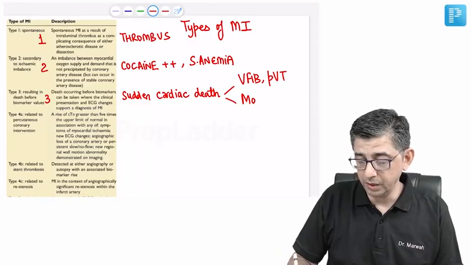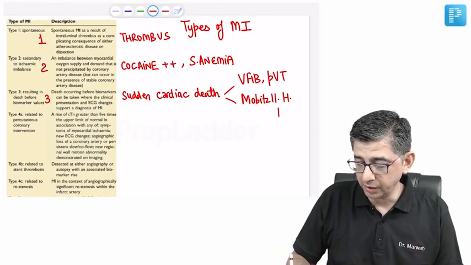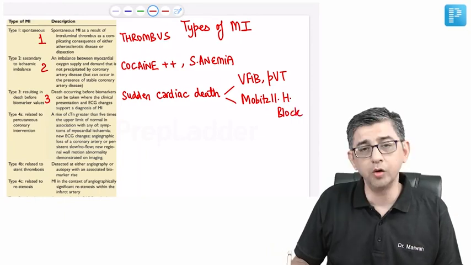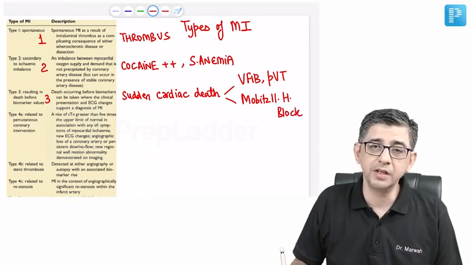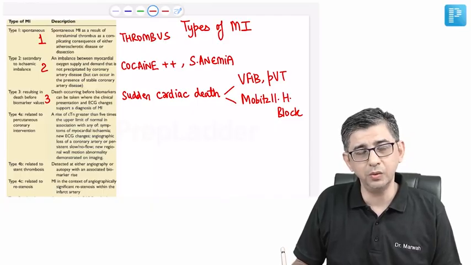Well, your answer would be Mobitz 2 heart block, where there would be a sudden drop in the heart rate of the patient and therefore the cardiac output will fall. The only way to save the life of this patient is not atropine. I mean, you will give atropine, that's okay.